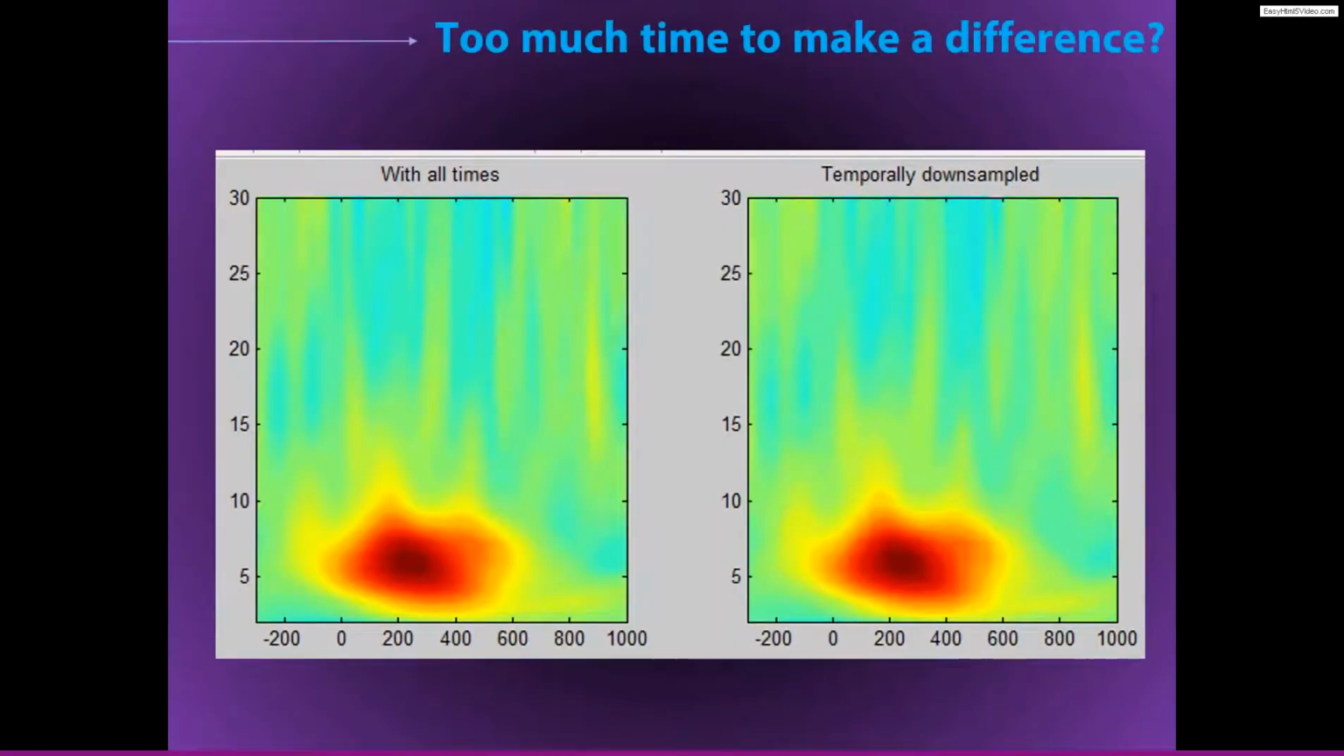Here you see two time frequency plots, and we will see more examples of this in a minute. With all of the times of the original temporal resolution and temporal downsampling. And you can see, there's really no difference between these. If you look really hard, you can see in the higher frequencies, there are some extremely subtle but noticeable differences. But again, by and large, you temporally downsample the data, and you're not going to arrive at any different conclusion about what's happening in your data with the temporally downsampled results.